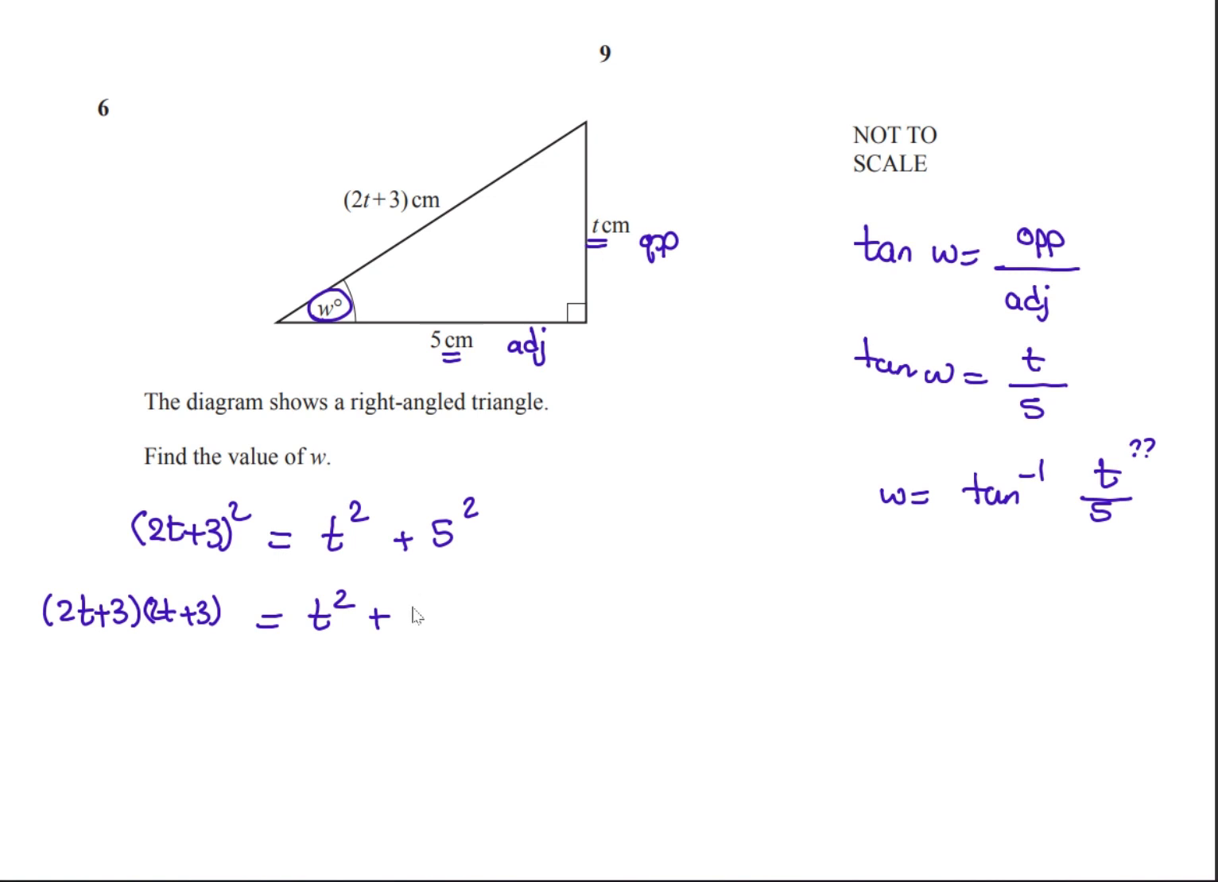25. So here 25. Then I will distribute this and distribute this. So 4t square plus 12t plus 9 equal t square plus 25.